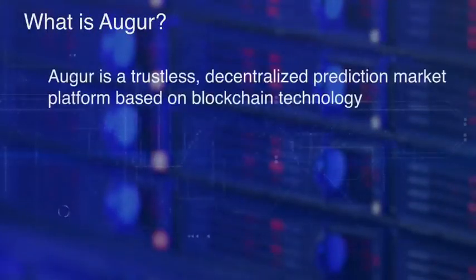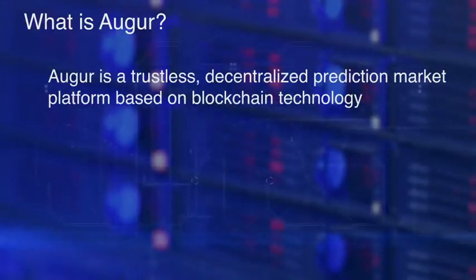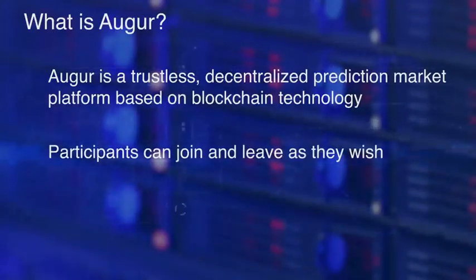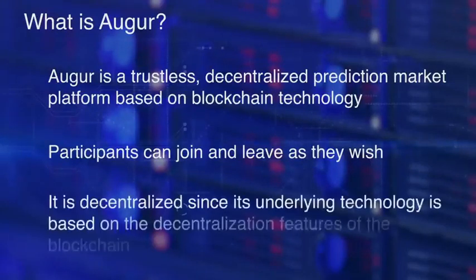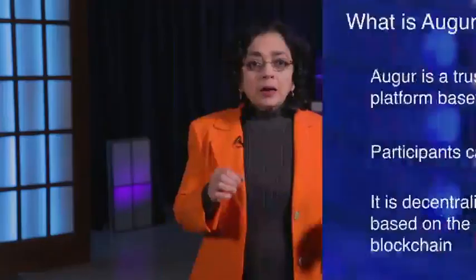What is Augur? Augur is a trustless, decentralized prediction market platform based on blockchain technology. Participants can join and leave as they wish. That's why it is trustless. It is decentralized since its underlying technology is based on the decentralization features of the blockchain. The participants are not bound by any central authority.